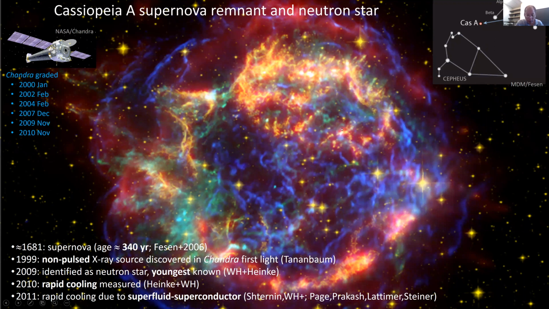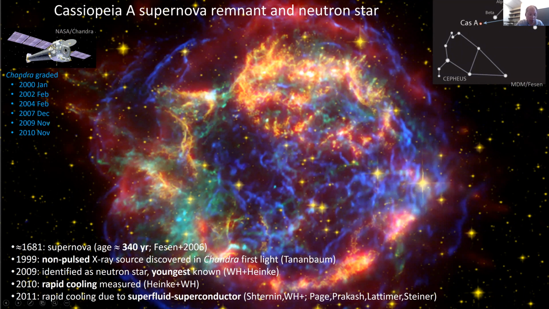If you look carefully at the remnant, what you'll see is a bright blue point source at the center of this remnant, and this is the neutron star. It's blue, so it's only detectable in X-rays, and it was only when the Chandra X-ray telescope was first launched that in its first light image this point source was detected. And about 10 years after its discovery, we identified it as the neutron star, and with an age of 340 years, that makes it the youngest neutron star that we know of.